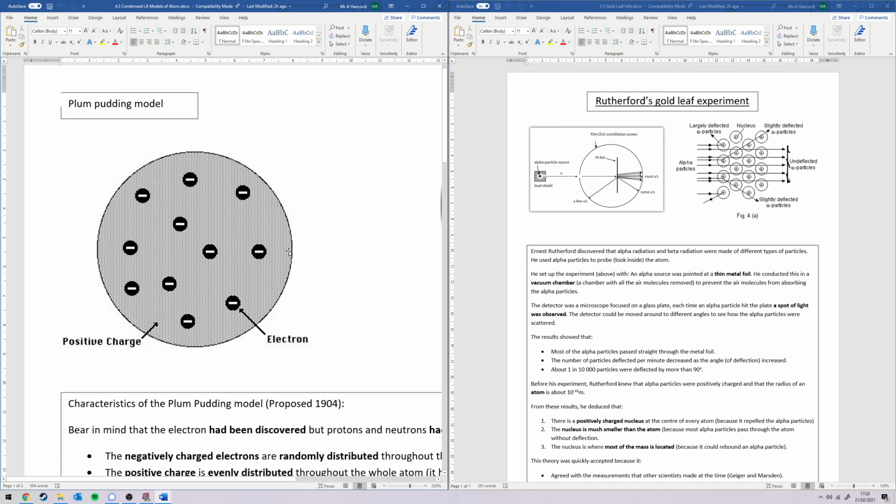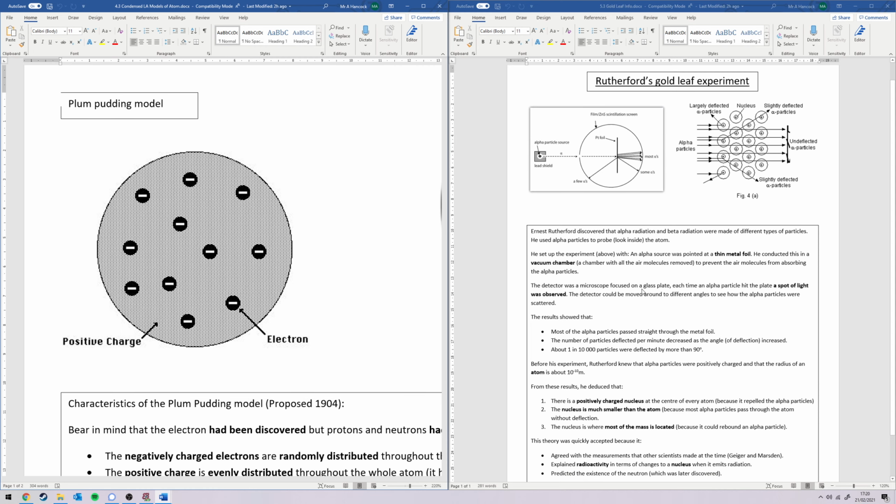The way that Rutherford disproved this model and changed it to his one with the positive nucleus in the middle is he did this experiment. It's called the gold leaf experiment. He fired alpha particles, and an alpha particle is just 2 neutrons and 2 protons. Okay, it's this type of radiation. He fired the alpha particle, or they called it a helium nucleus back then as well, because it is just a helium nucleus, at a thin foil. Okay, so the thin gold foil.